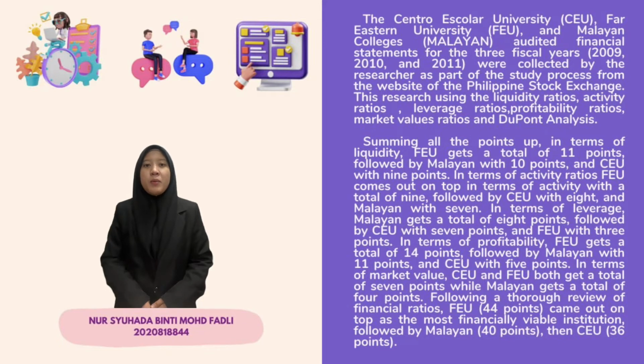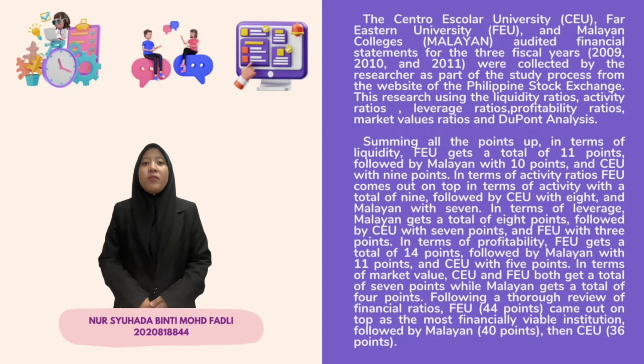In terms of profitability, Far Eastern gets a total of 14 points, followed by Malayan with 11 points and Central Escolar with 5 points. In terms of market value, Central Escolar and Far Eastern both get a total of 7 points, while Malayan University gets a total of 4 points.